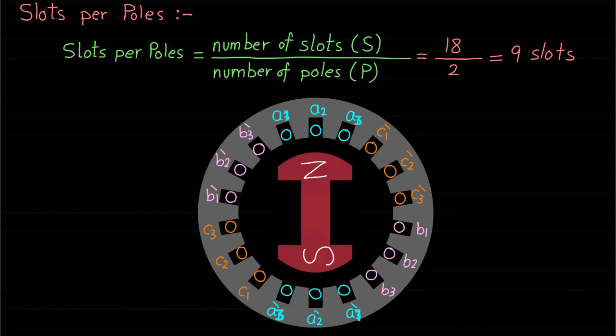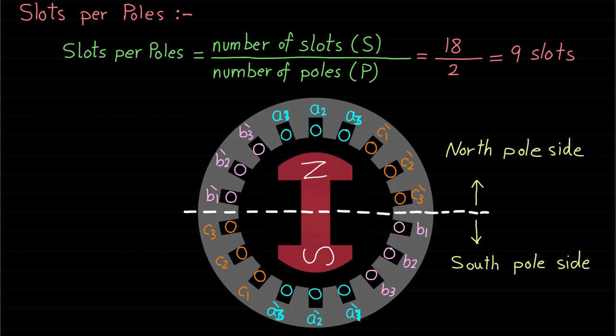We can also visualize the slots per pole term by dividing the machine depending on the number of poles. Since this machine has 2 poles, we can divide it into 2 sides, one facing the North Pole, called the North Pole side, and the other facing the South Pole, called the South Pole side. As we can see, the number of slots in each side is 9 slots: 9 slots in the North Pole side and 9 slots in the South Pole side. So the slots per pole represents the total number of slots of the stator located at one side of the rotor poles.